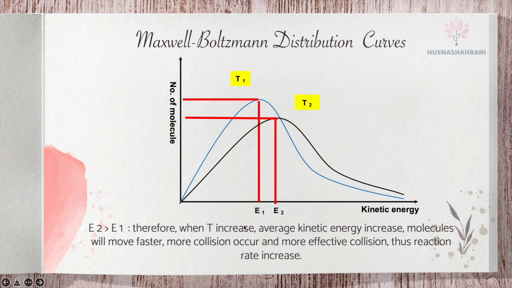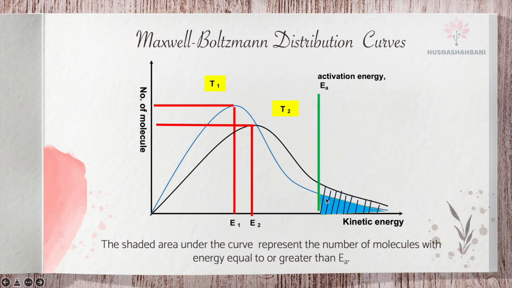Therefore, when T increases, T2 is higher than T1. So when T increases, average kinetic energy increases. Molecules will move faster, more collision occurs, and more effective collision, thus reaction rate increases. The shaded area under the curve represents the number of molecules with energy equal to or greater than activation energy. So here is where the number of molecules has energy equal to or greater than activation energy. And if you can see, this shaded area of T2 is bigger than the shaded area of T1.